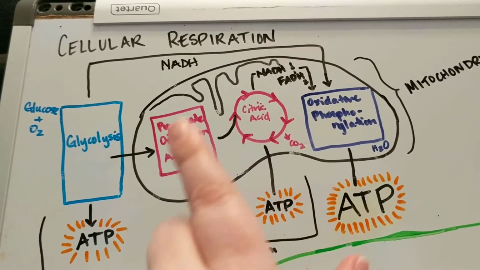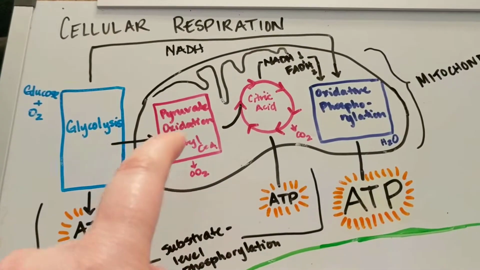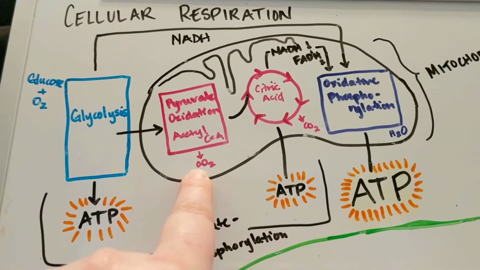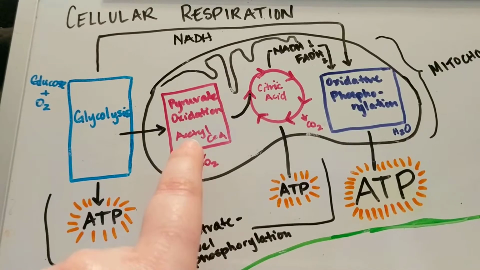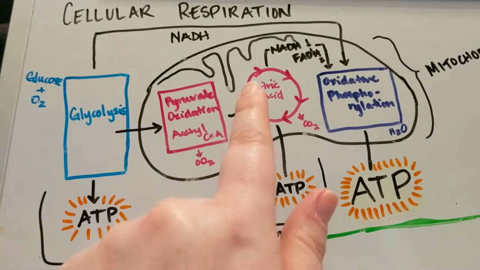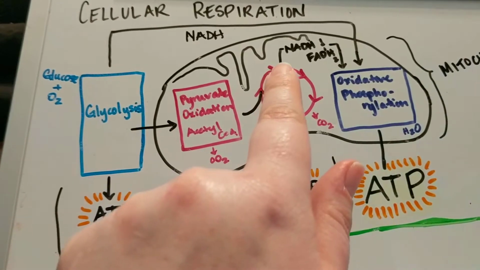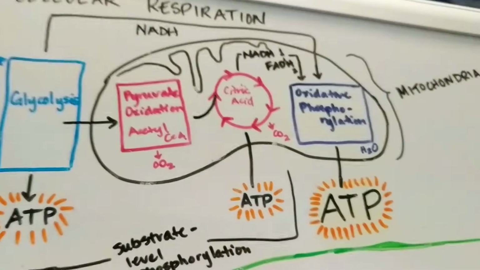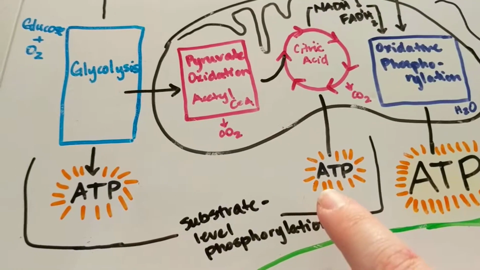These two portions right here are part of the second stage of cellular respiration. In pyruvate oxidation, a small amount of carbon dioxide is released at this half of the stage, as it's turned into acetyl coenzyme A. From here, acetyl coenzyme A moves into the citric acid cycle, where it goes around one time and releases NADH and FADH2. This cycle also releases some carbon dioxide and another small amount of ATP.